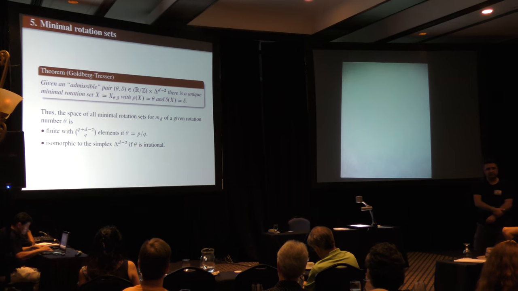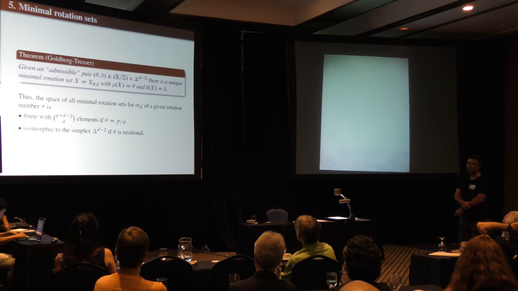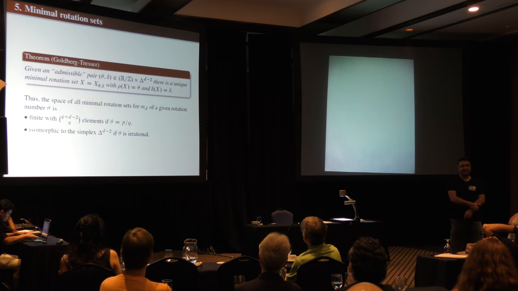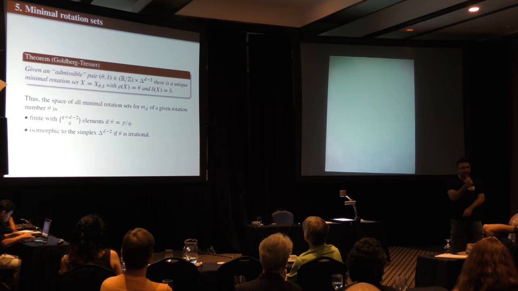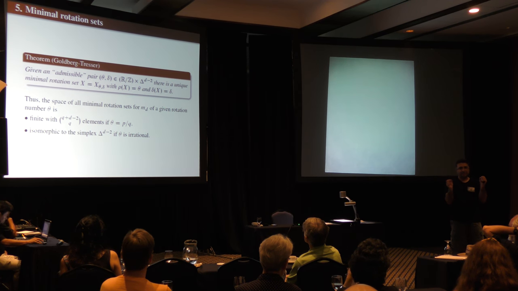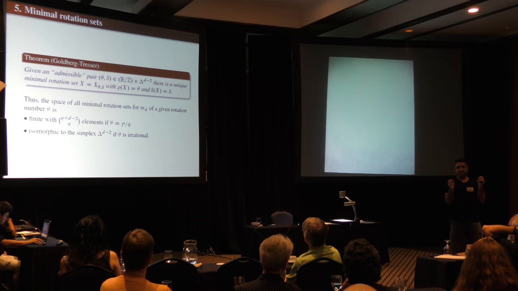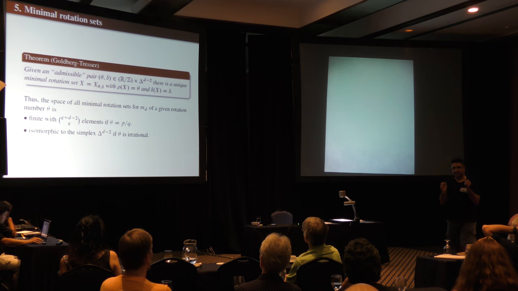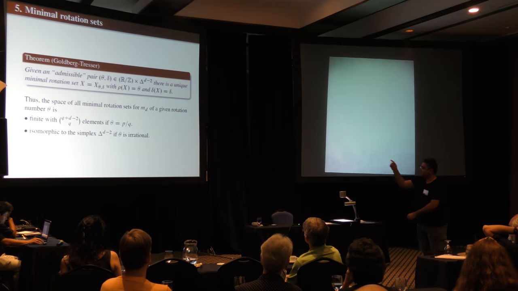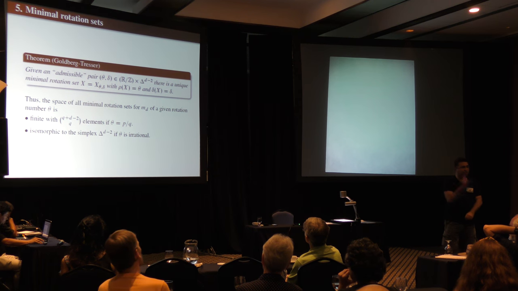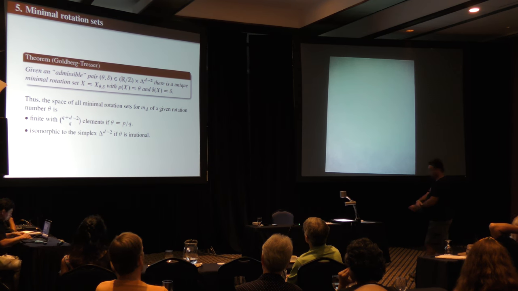It's isomorphic to the simplex, the (d-2)-dimensional simplex. Now the simplex reduces to a point when D is two, and it's an interval when D is three. So in the cubic case, it's an interval. And I'm going to show you the picture of that interval.